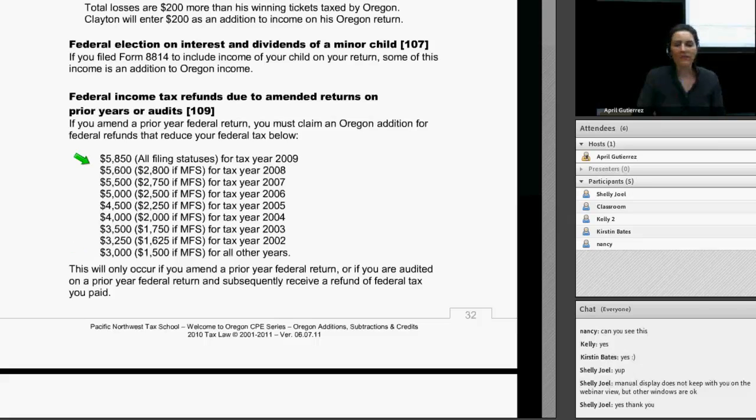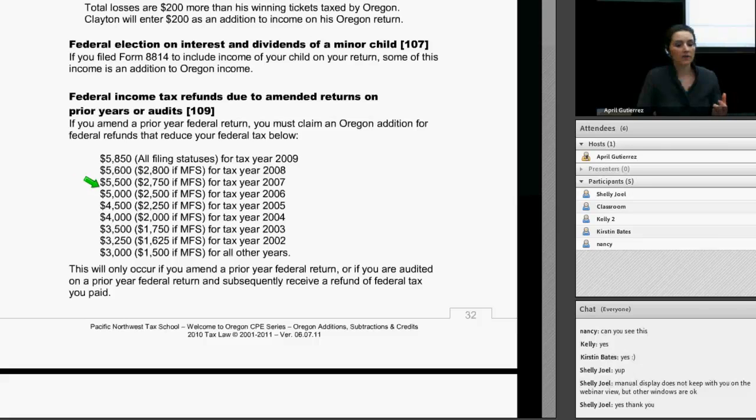Okay, so the way it works for this particular addition is, let's just suppose you filed a tax return for 2007, and on that tax year you claim a federal tax subtraction of $5,000 on your Oregon return. You then amend the federal return and you reduce your tax to, say, $4,000. Well, there's a spread there, or a difference, between the federal tax subtraction that you did claim and the new federal tax that you've actually had to pay. And that spread is what becomes the Oregon addition.